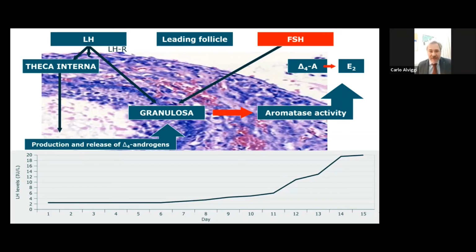But we discovered something incredible in the last years. Many basic science studies proved that LH receptors are also expressed in granulosa cells when follicles overcome 8-10 millimeters. The problem is that the granulosa cell is not involved in androgen production. So LH induces androgens in theca cells, but it cannot induce androgens in granulosa.